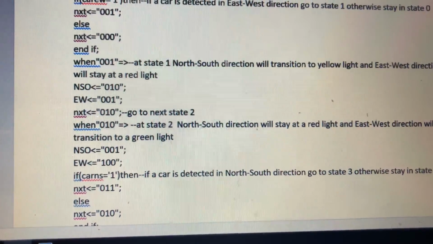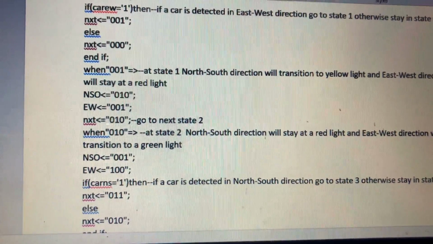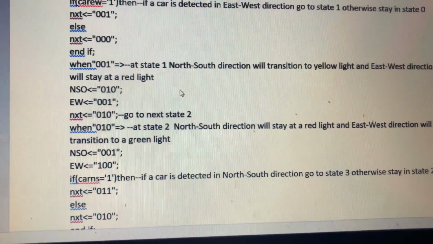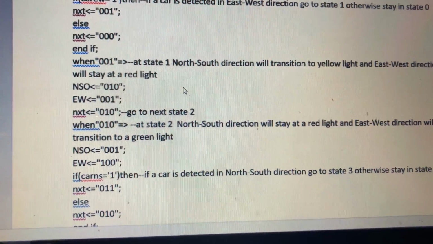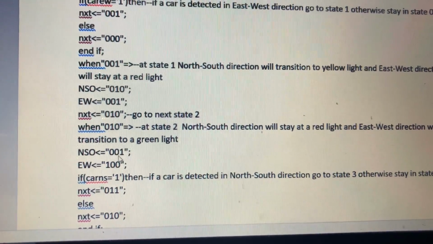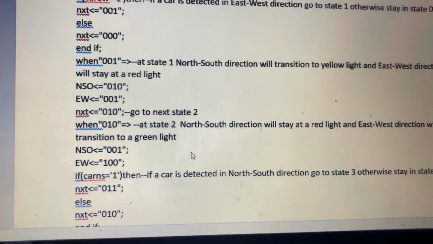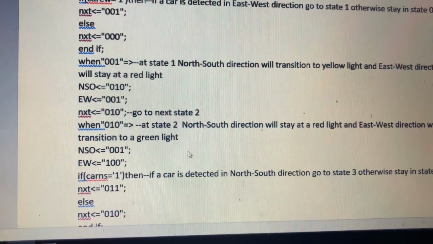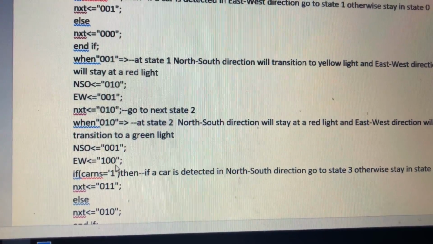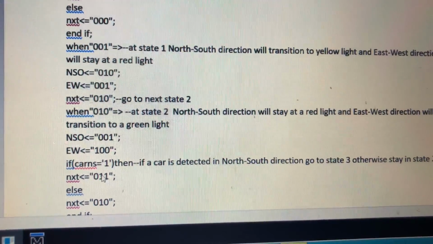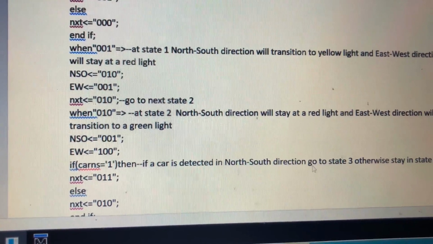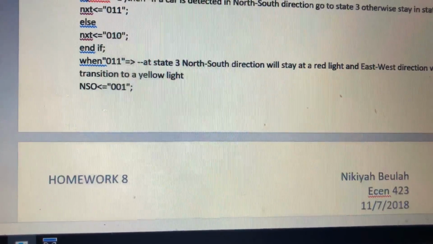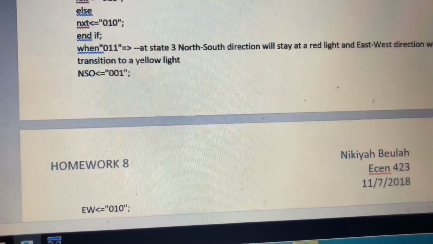So at my next state, and this is following my finite state machine, north-south will transition to a yellow light, and the east-west will remain red. And then when my north-south transitions to a red light, the east-west direction can go. If no car is detected, it will remain a green light in the east-west direction. If a car is detected in the north-south, then east-west will start to transition to a yellow light, and so on and so forth.